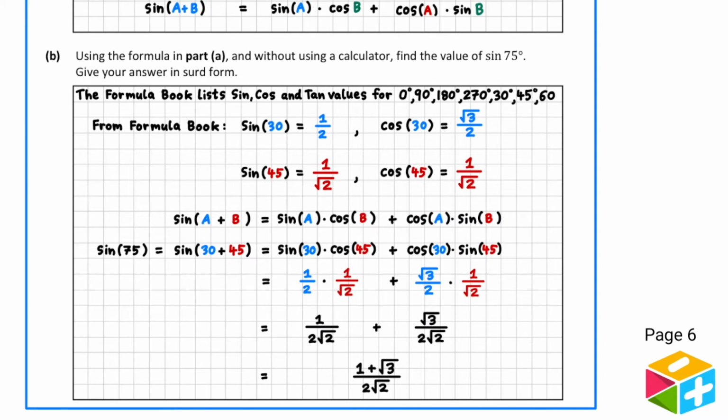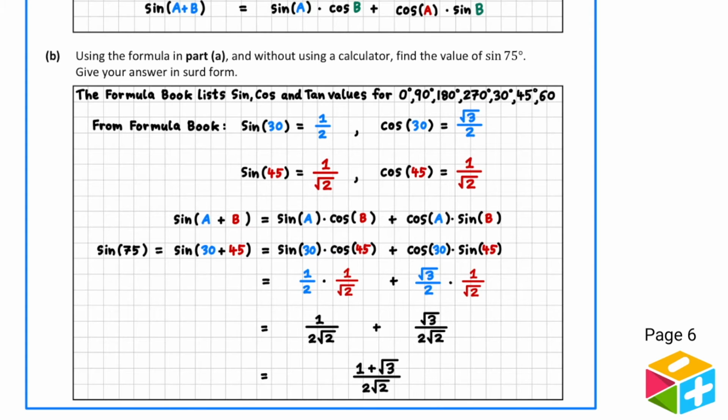In part B, we must use the formula from A and without using a calculator, find the value of sine 75 degrees. Well, since we can't use our calculator, we'll have to rely on the formula book. If you turn to the appropriate page, you'll find the sine, cos and tan values for 0, 90, 180, 270, 30, 45 and 60 degrees.